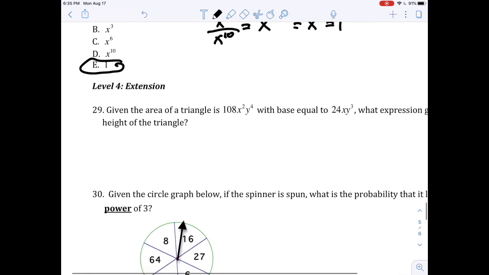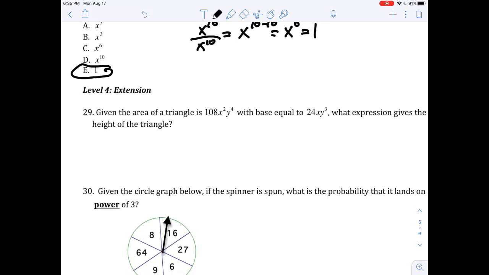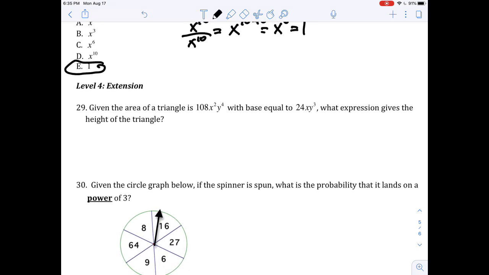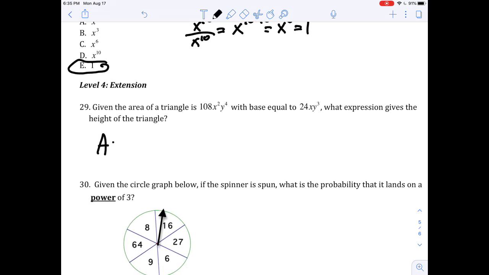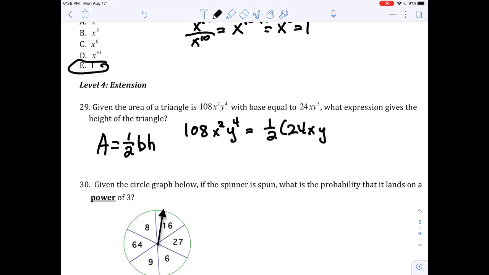Extension. Given the area of a triangle is 108 x squared y to the 4th, with the base equal to that, what is the expression that gives the height? All right, so let's do a little recap from your geometry. 1/2 base times height is the area of a triangle. And so if I take this expression and write it over where the area is, 108 x squared y to the 4th equals 1/2 times 24xy to the third times the height. And so this is our question.